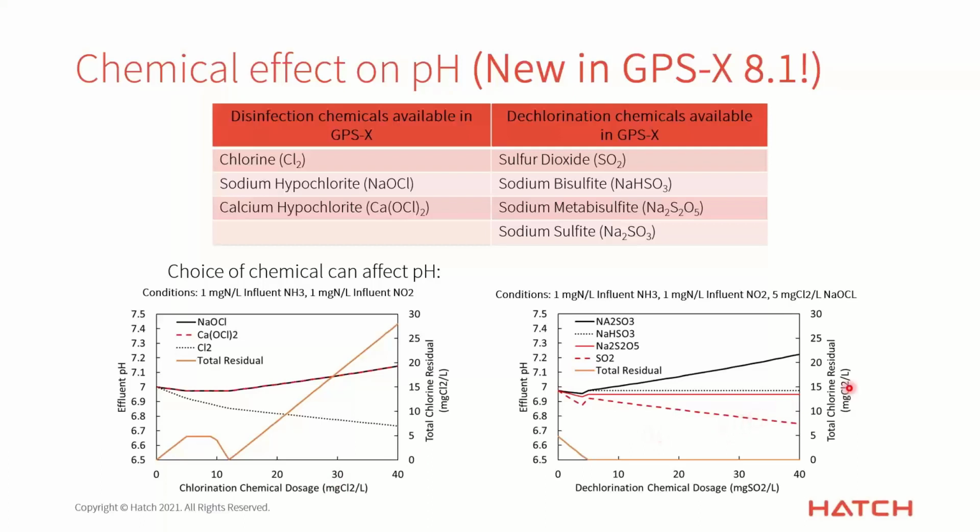The second graph here is very similar to the chlorination graph, except it's just showing the dechlorination chemicals. And again here, this is the dechlorination chemical dosage, or I should say the dechlorination chemical residual, not dosage. You can basically see here that all of the different dechlorination chemicals also have a different effect on pH. You can see the sodium sulfite actually increases the pH quite a lot, whereas the sulfur dioxide is decreasing the pH pretty significantly.